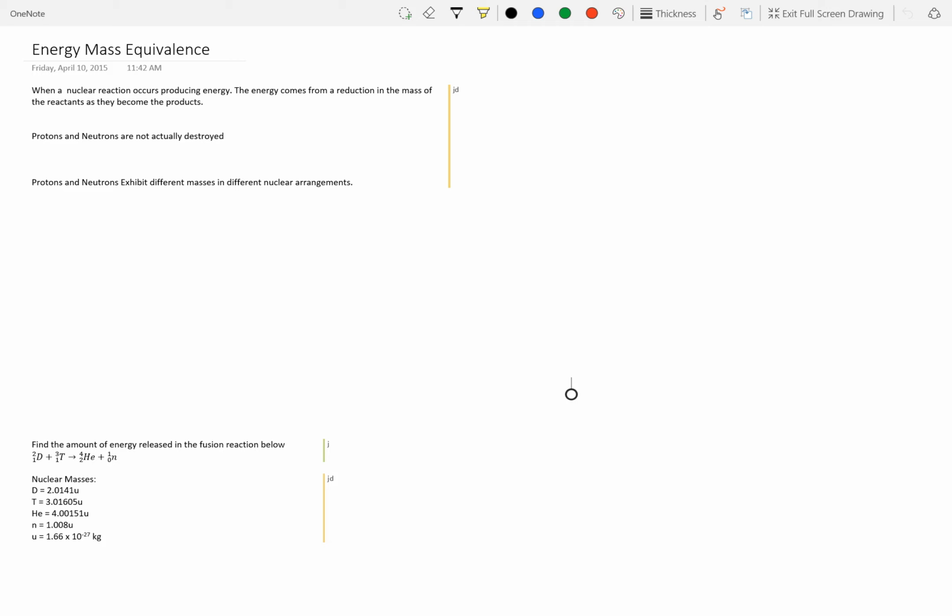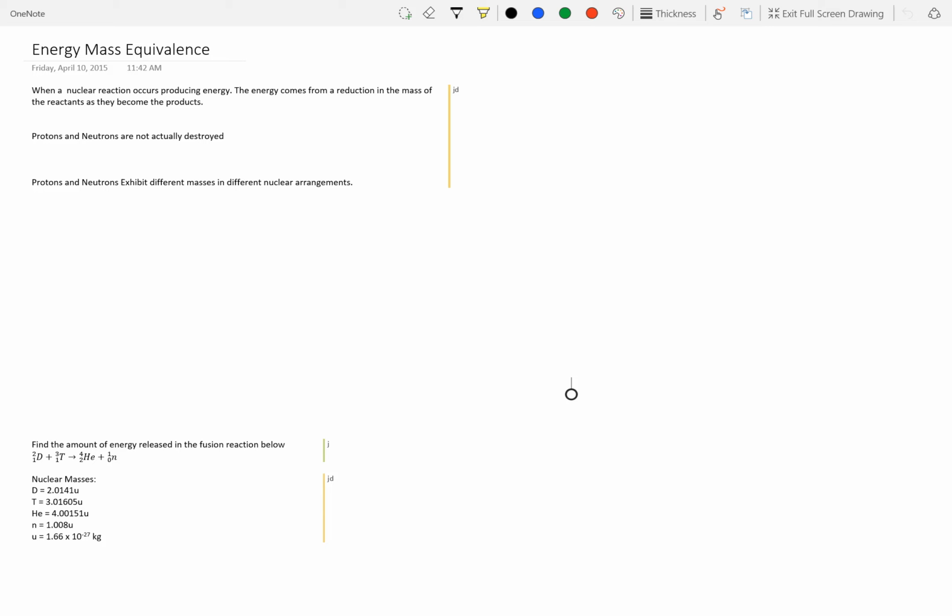At first, you might assume that when fusion occurs at the sun, actual protons and neutrons are disappearing, and that the disappearance of those protons and neutrons is what results in the massive amounts of energy that we observe. But it's not true. What is actually happening is that protons and neutrons are not destroyed, but instead they exhibit a different mass when they are in different nuclear arrangements. What I mean by that is that a proton does not exhibit the same mass regardless of its state.